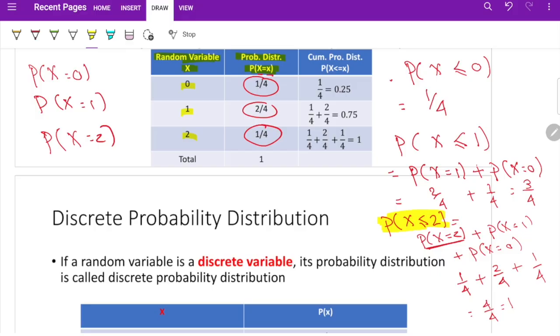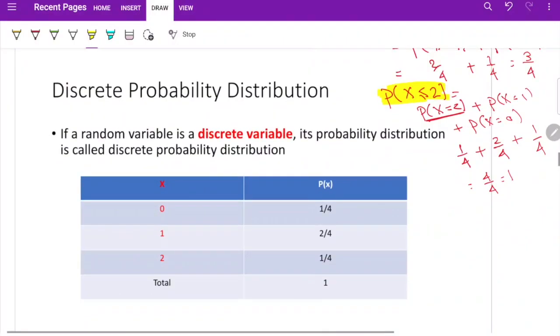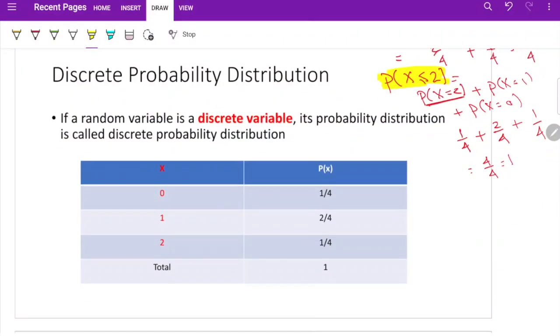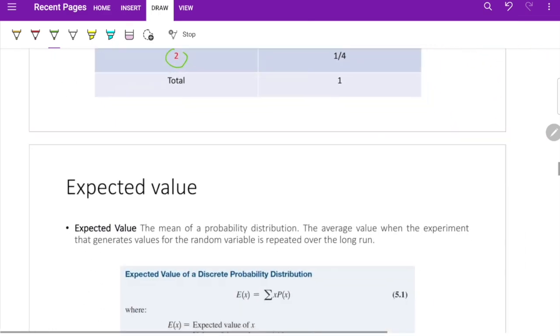So this is the cumulative probability distribution. And as we said, the random variable we used is a discrete variable. It takes values 0, 1, 2. We don't have values like 0.1, 0.2. I mean, we don't have continuous values. That's why we call it a discrete probability distribution, because this random variable is a discrete variable. So this table, we call it a discrete probability distribution.